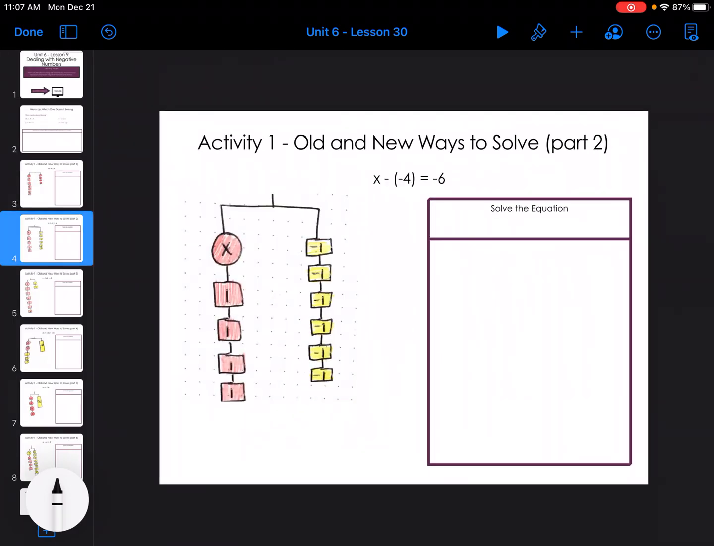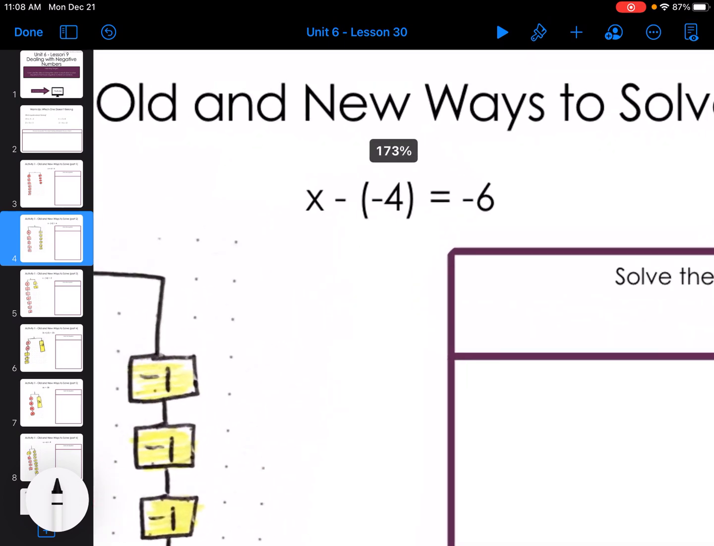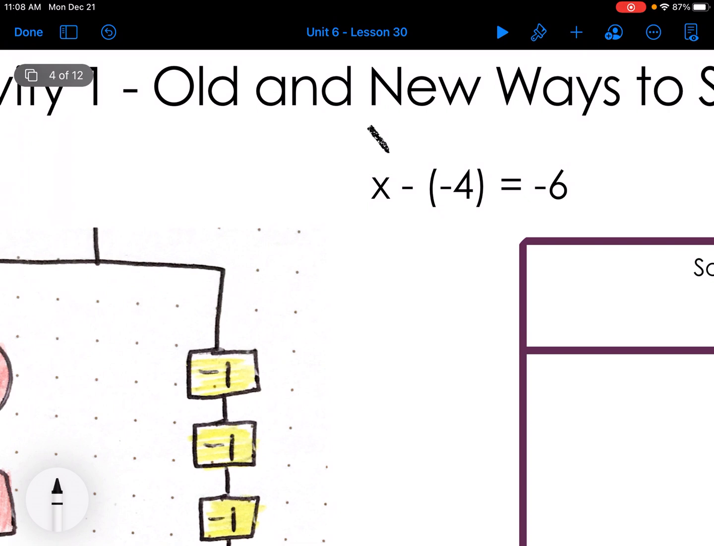All right, next one. So I have x minus -4. So I'm going to rewrite this as an addition problem. So x, and I'm adding the opposite. So x plus the opposite of -4 is +4, equals -6. So if you look, that is the hanger diagram that I created over here.